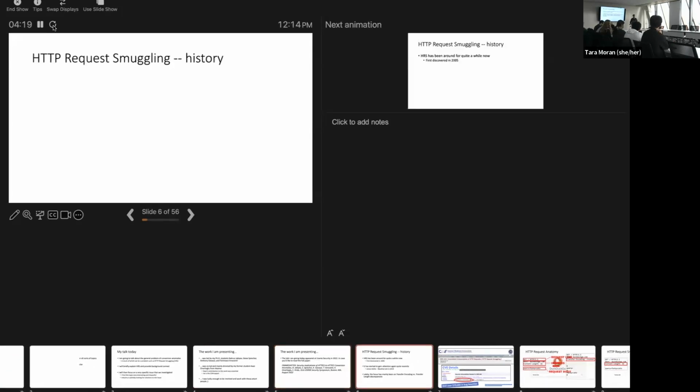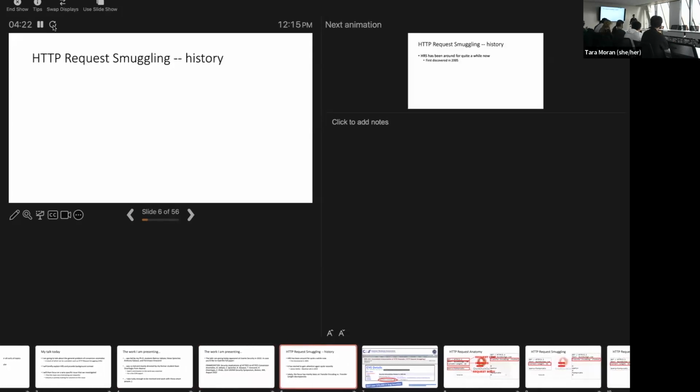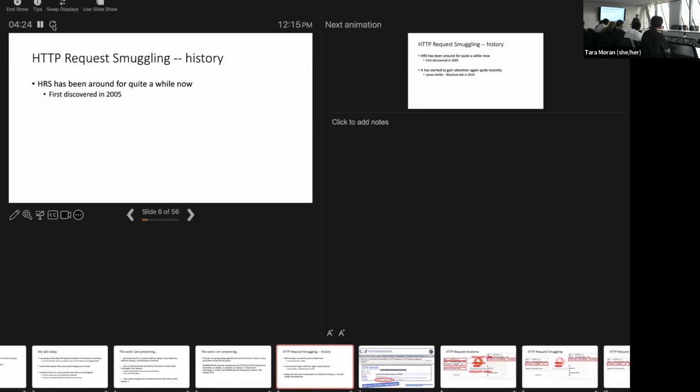So what is HTTP request smuggling, right? If you look at the history, HRS has been around for quite a while now, this specific issue.